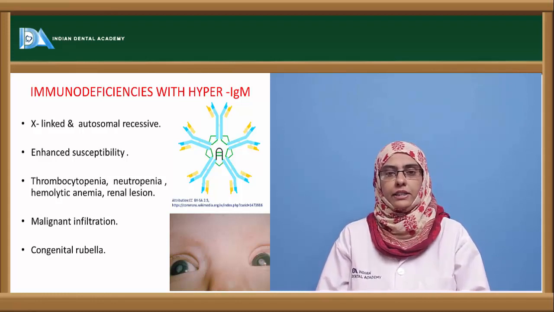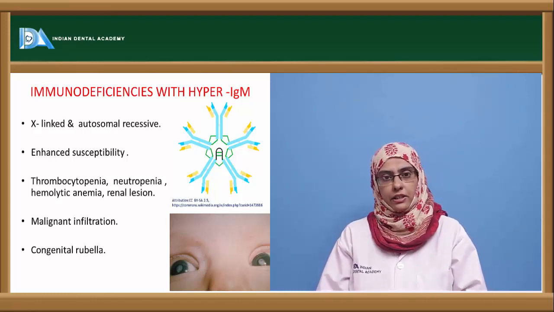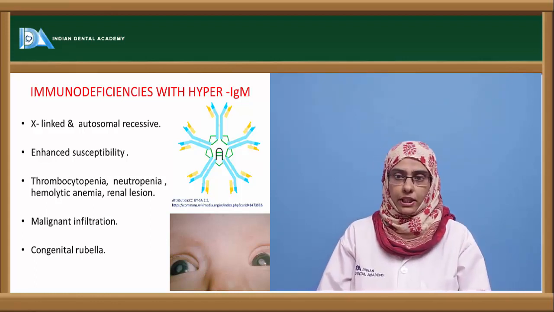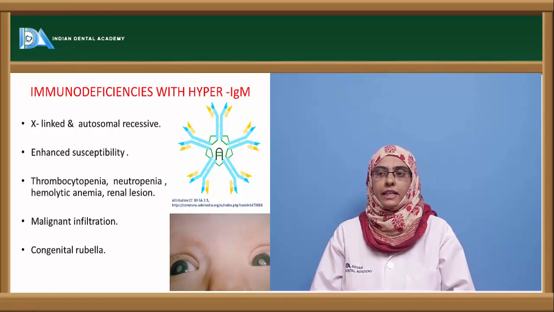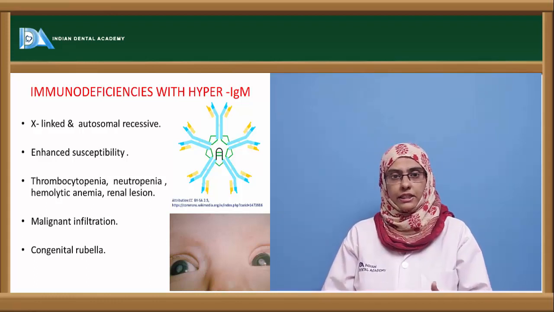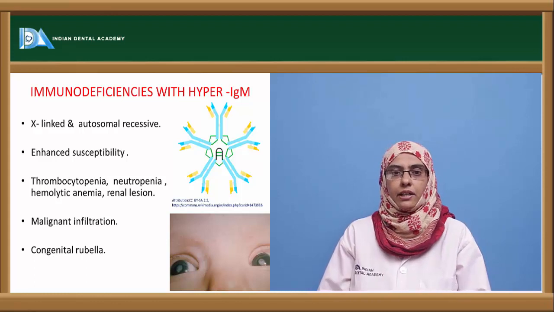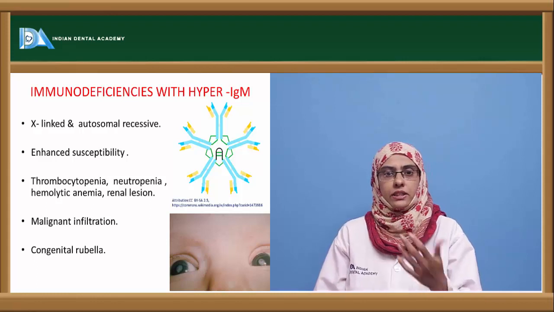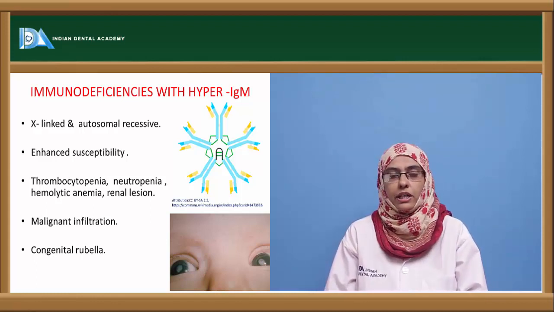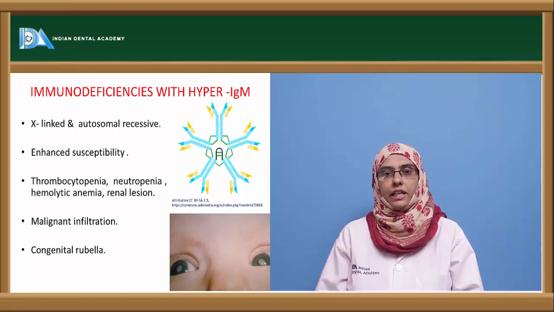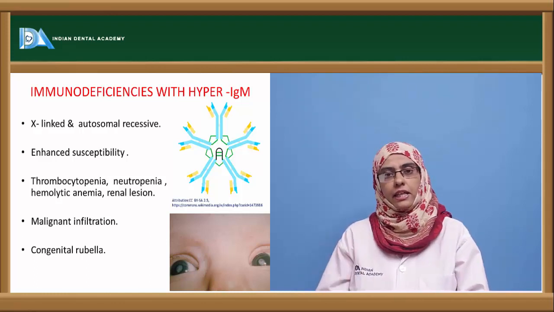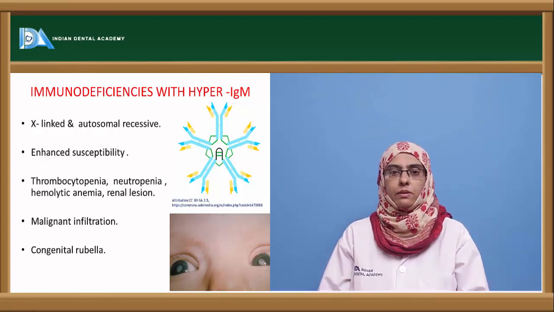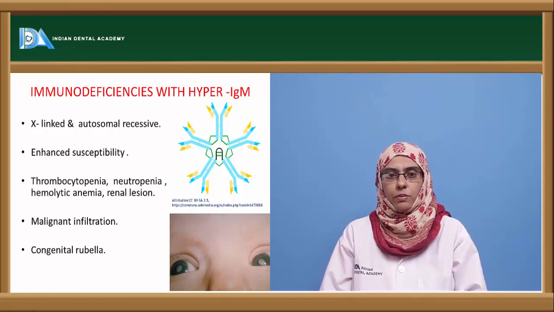Here, due to the hyper IgM antibody production, you can see an enhanced susceptibility to different kinds of infections, leading to thrombocytopenia, neutropenia, hemolytic anemia, and renal lesions. So there is an infiltration of this IgM antibody that causes most of the deleterious diseases inside the body. Due to the malignant infiltration, it can lead to renal lesions and renal damage too, and ultimately this IgM antibody can also cause neonatal congenital rubella.